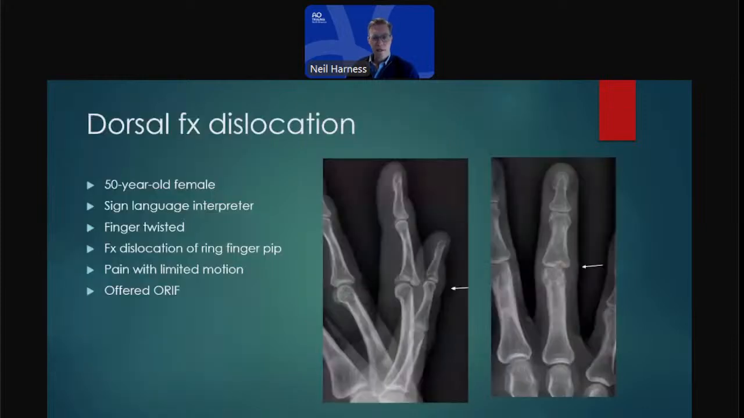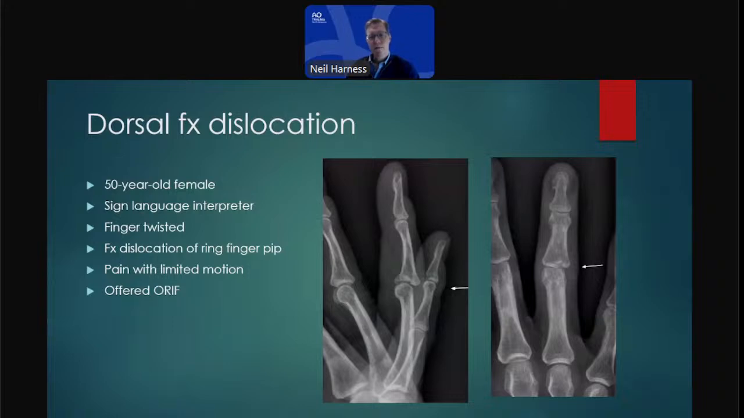So this is the first case I just want to share with you guys. This is a patient of mine I treated years ago, a 50-year-old female. She was a sign language interpreter. She had twisted her finger. She had a fracture dislocation of the ring finger PIP joint. She presented with pain and limited motion in these x-rays.